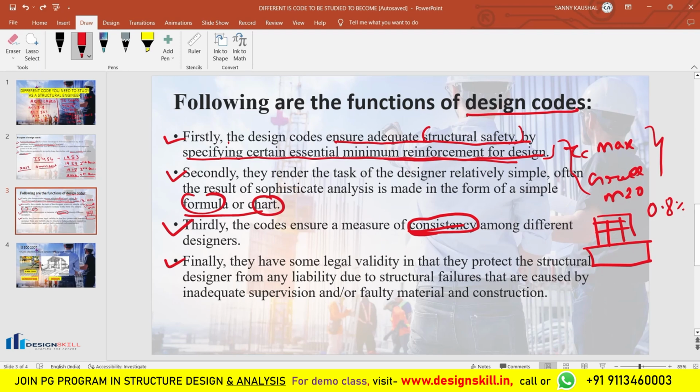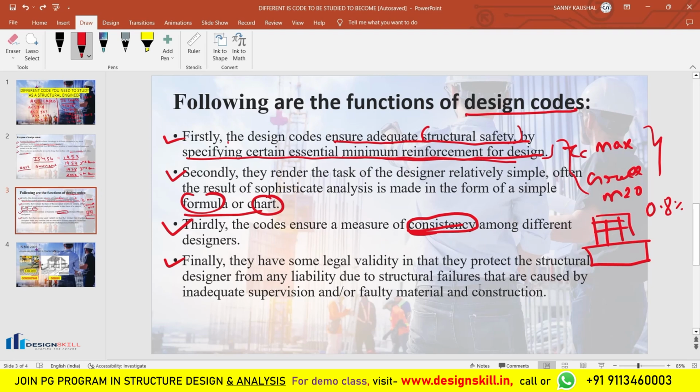So this caused the failure of the structure. The design you gave was okay. The problem was with the contractor. The contractor did not use good material. They used faulty material during the construction, and this caused the failure of the structure. So your fault was not there, it was the contractor's fault. So it protects you from the legal actions which could be taken against you due to the structural failure.